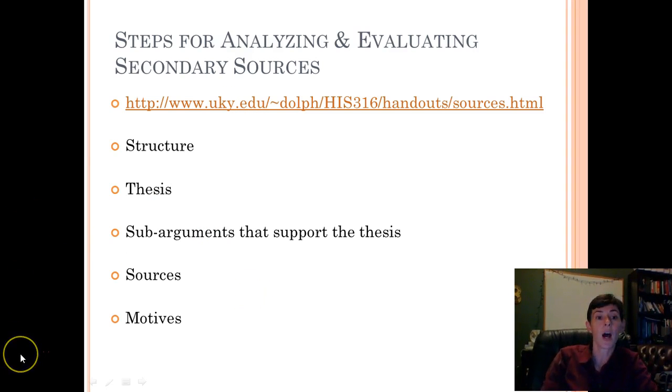So, steps for analyzing and evaluating secondary sources. That's a good resource. When you're looking at secondary sources, you need to look at the structure of the work. How do they organize it? You need to look at their thesis. That is the most important thing. What is it that they are arguing? You need to look at the sub-arguments they present that support that thesis, and you need to look at the sources they use. Are they using mostly secondary sources? Are they using a mix? What types of sources are they using? Are those sources valid and credible? Are they reliable? And you need to look at the motives for producing this source, and we're going to talk about additional motives in a little bit.